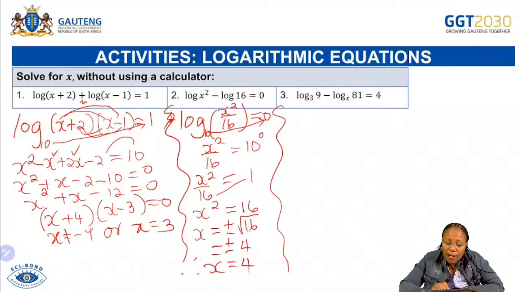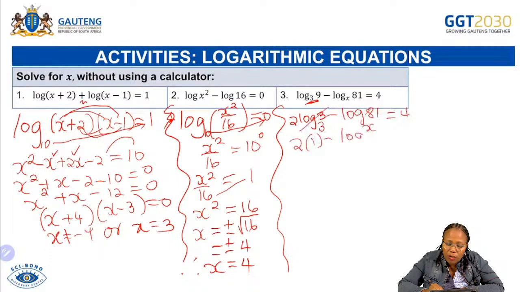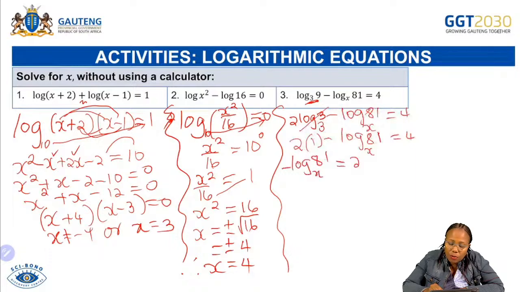And then with this one now, we have a challenge. Bases are not the same, but you can see here we can create a 3 from 9. Then it will be 2 log 3 base 3 there, minus log 81 base x equal to 4. So this will become a 1 because it's log 3 base 3. Then you have a 2 into 1 minus log 81 base x equal to 4. And then now we take 2 to that side. We are left with minus log 81 base x. 4 minus 2 will be 2 then.